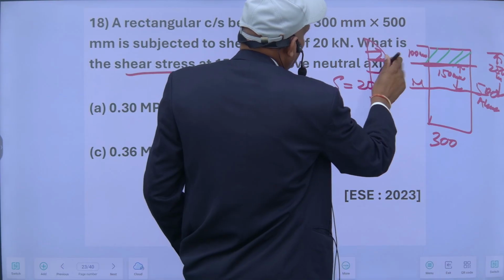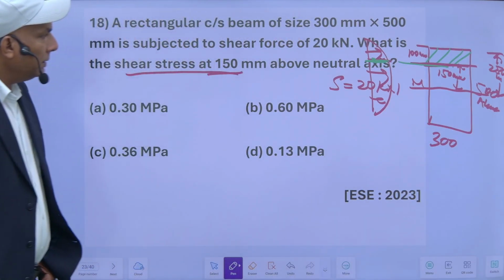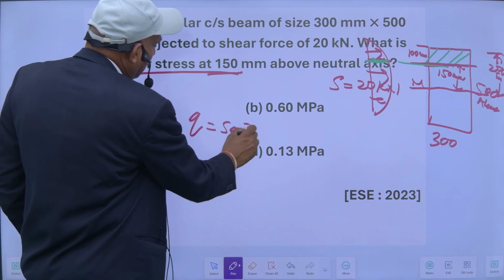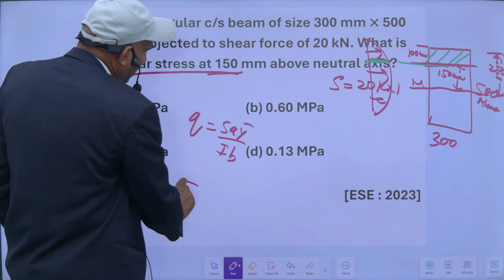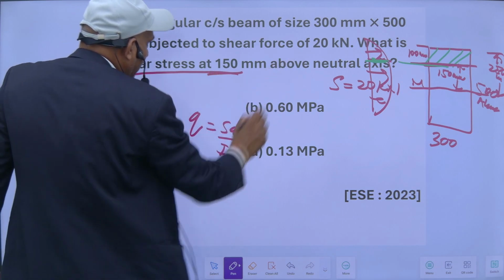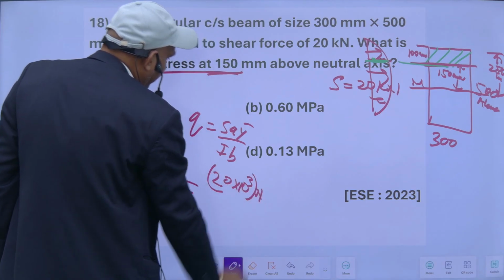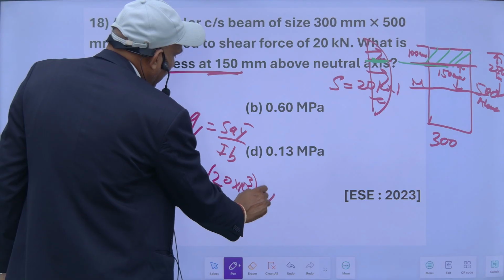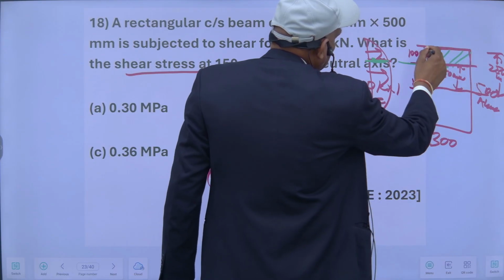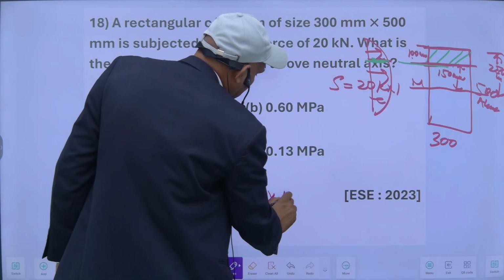So at this level, the shear stress is to be calculated. The formula is q equals S A y-bar upon I b. What is S? S is the shear force, which is 20 kilonewton, that is 20,000 Newton. A y means the area of this portion, which is 100 into 300.